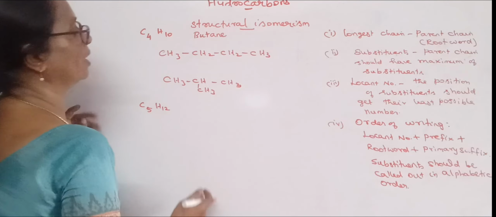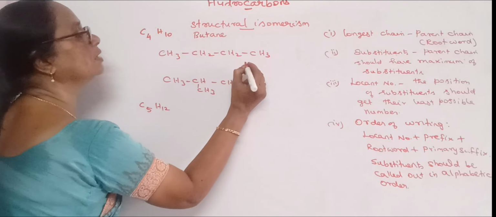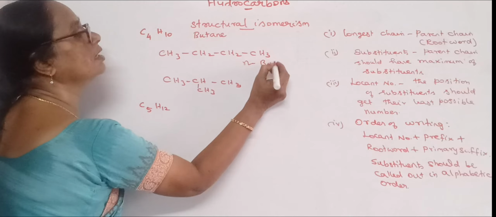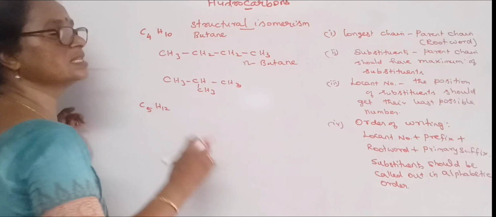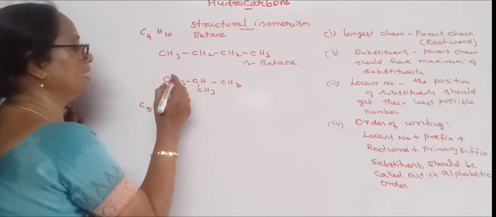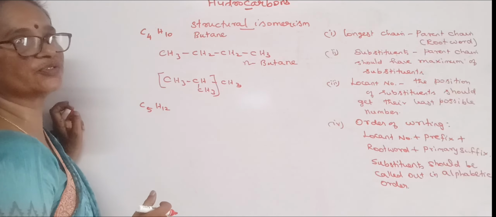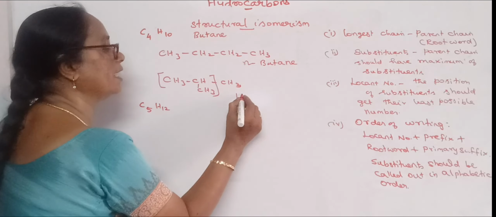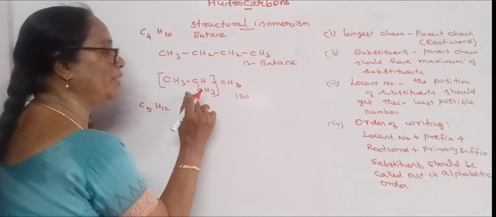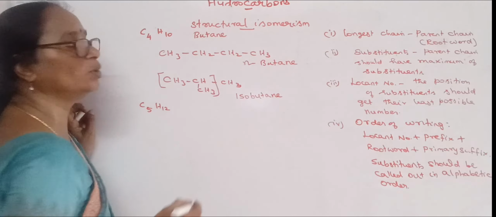Let us name them. See, it has a straight chain, it has no branches. So the name is given n-butane. N means normal, it has no branch at all. And this structure is nothing but the iso form of the one. So for which I can write iso, how many carbons? 4 carbons. So the name is isobutane.